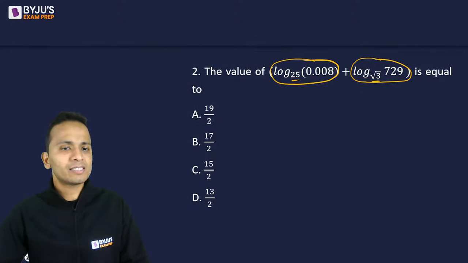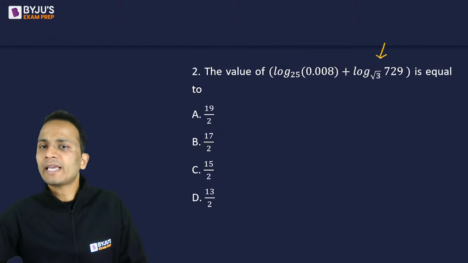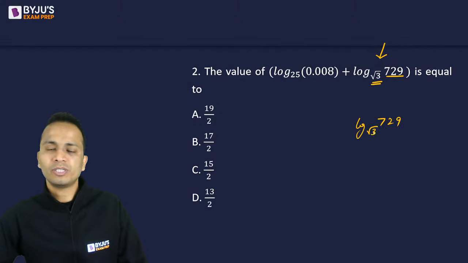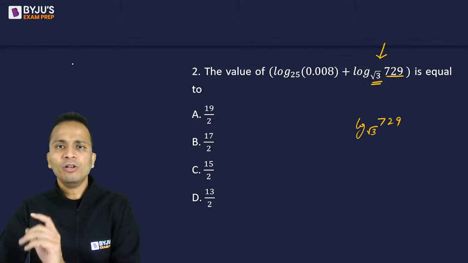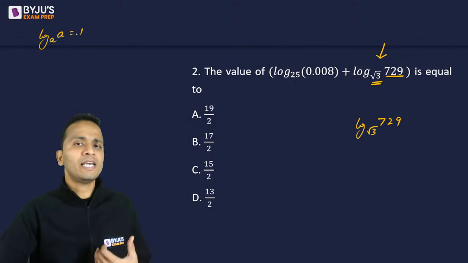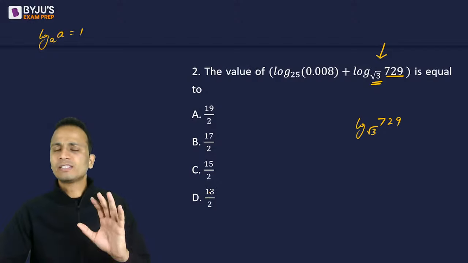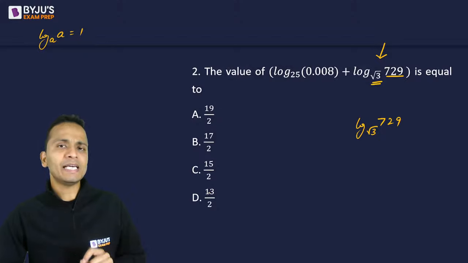इन दोनों को अलग-अलग simplify करने की कोशिश करो. ठीक है? Now if I look at the second term, 729 और यहाँ पे क्या है? root 3. So log of 729 and the base is root 3. Now one very important property that is helpful to simplify these type of terms is log of a to the base a. Log of a to the base a का value 1 होता है. So we'll somehow try to apply this property. ठीक है? अब ये property कैसे apply कर सकते हैं?